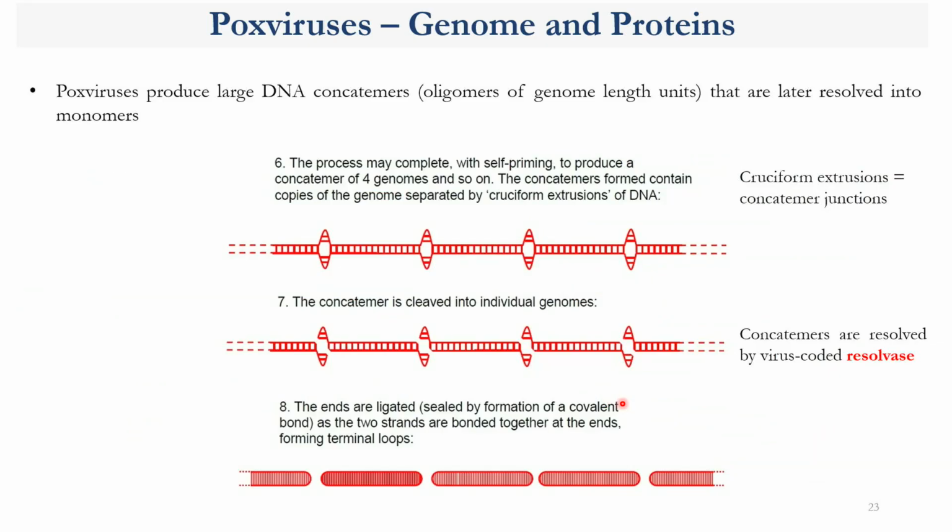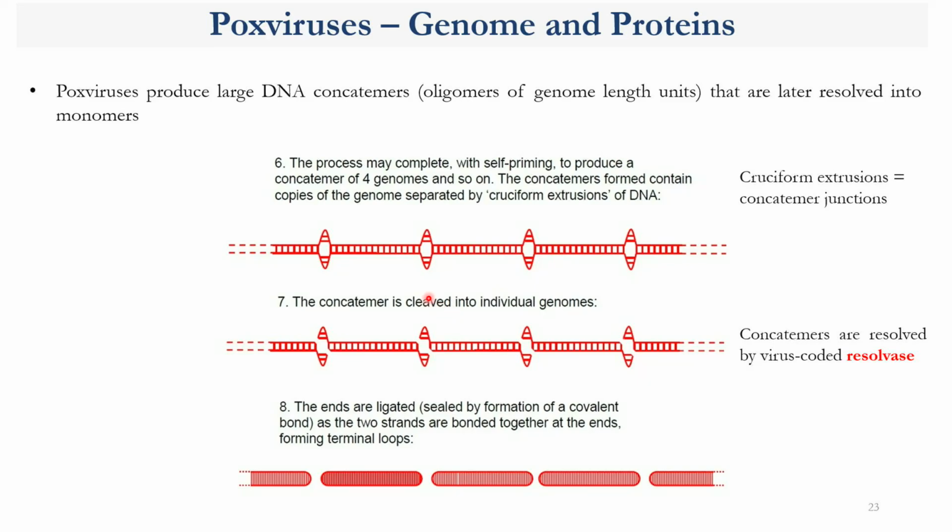So how do we fix this? Because what you see is you get these cruciform structures, which are the concatemer junctions, because the process continues on with self-priming, and it produces a concatemer of 4 genomes or more, okay? So as the DNA gets replicated over and over, you're going to form these cross-like or cruciform structures, okay?